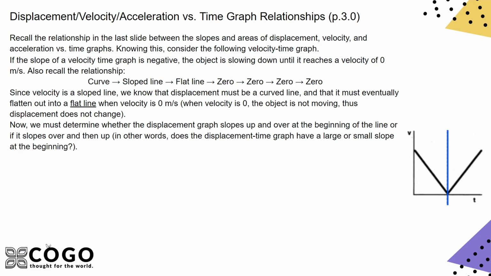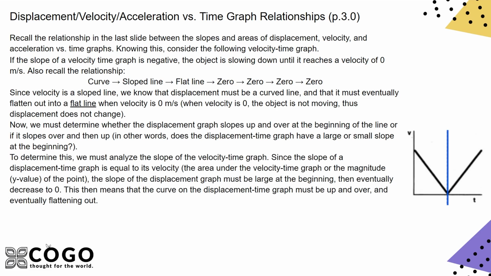Now, we must determine whether the displacement graph slopes up and over at the beginning of the line, or if it slopes over and then up. In other words, we are trying to answer the question, does the displacement time graph have a large or small slope at the beginning? To determine this, we must analyze the slope of the velocity time graph. Since the slope of a displacement time graph is equal to its velocity at a given point, the slope of the displacement graph must be large at the beginning, then eventually decrease to 0, just like how the velocity is large at the beginning and decreases uniformly to 0. This means that the curve on the displacement time graph must be up and over and eventually flattening out.